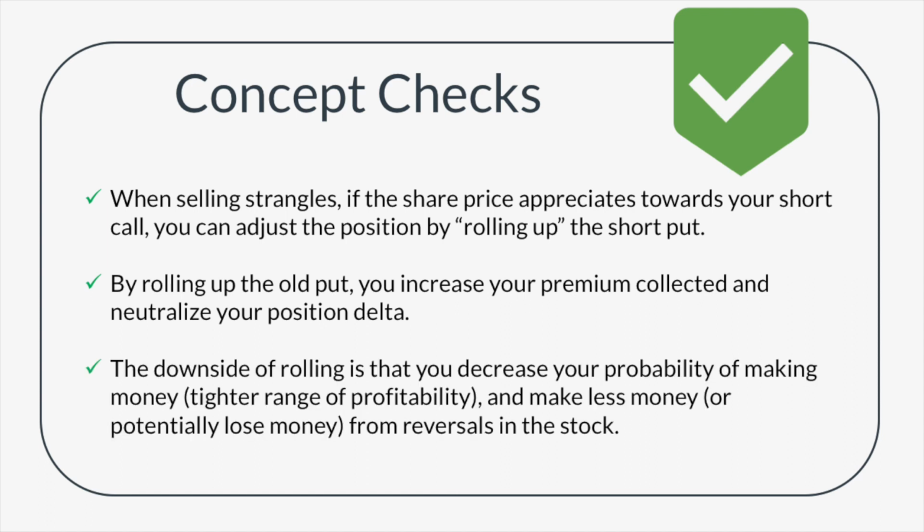Now, the downside of rolling up the short put is that you decrease the probability of making money since you have a tighter range of profitability, and you'll make less money or potentially lose money from reversals in the stock price. So always keep in mind that when you make an adjustment to a trade, there is always a trade-off.